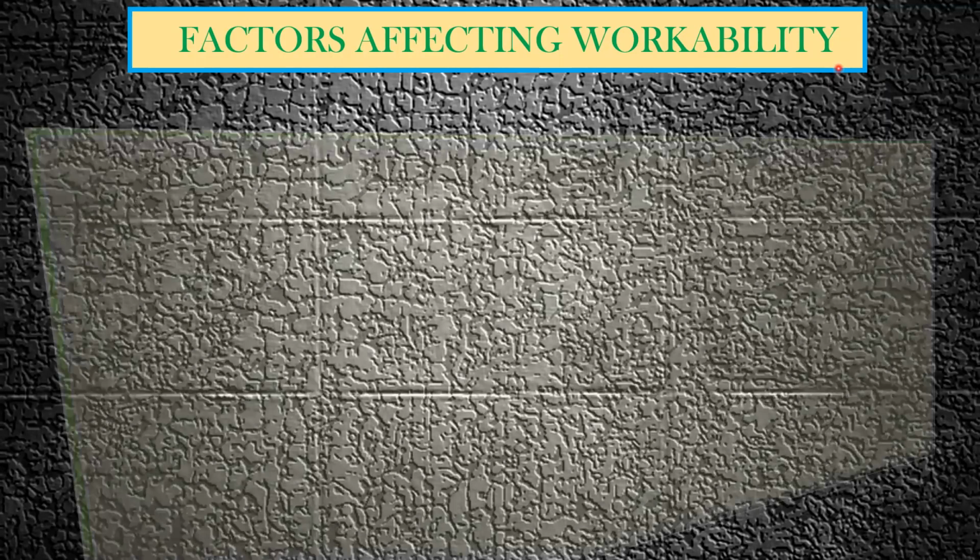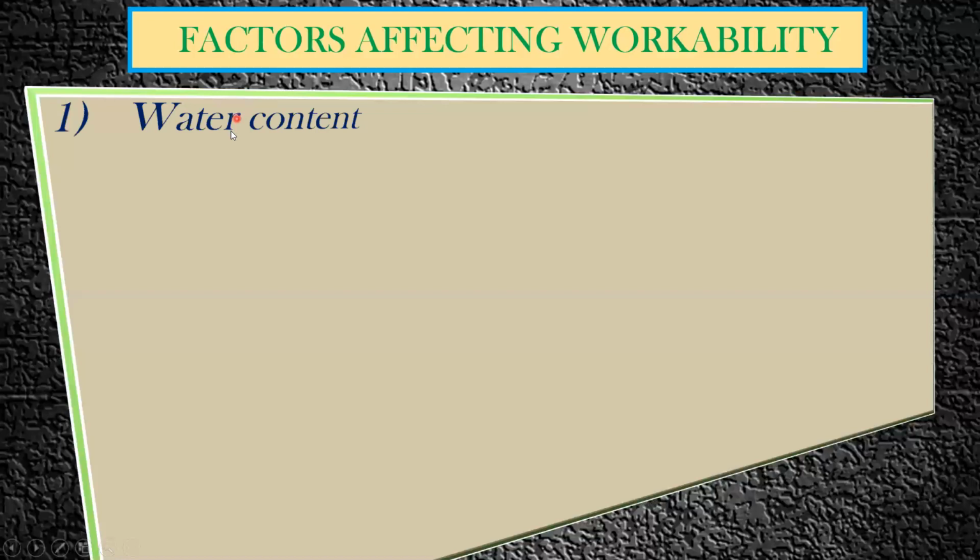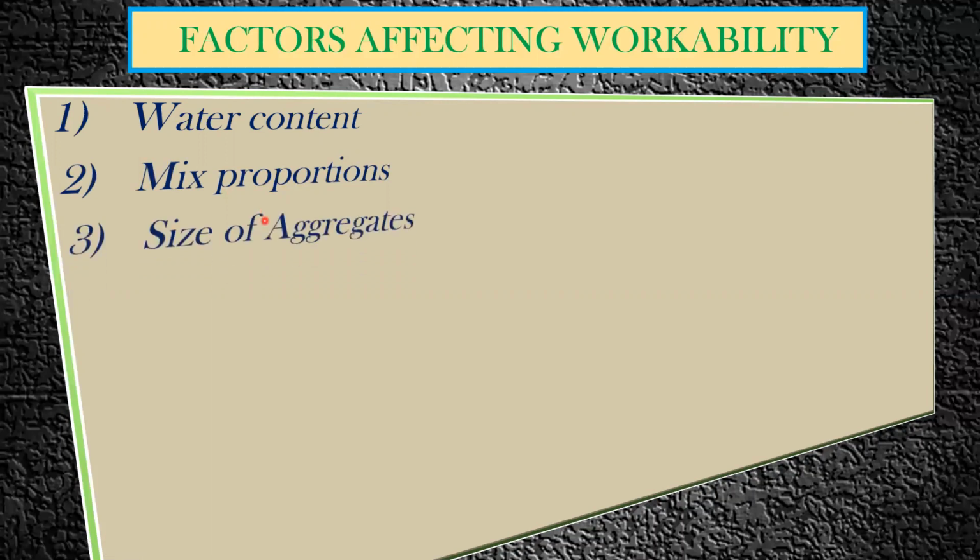So the first one is about the water content. The first factor which affects the workability is water content. We'll try to understand this in more detail. The second is the mix proportion. It depends what kind of mix you are using and the mix proportion. The third is the size of the aggregate. If you're using a bigger size of aggregate, then your workability is going to increase. If you're using a smaller size of aggregate, then the workability is going to come down. How it's going to affect that also we'll try to see.